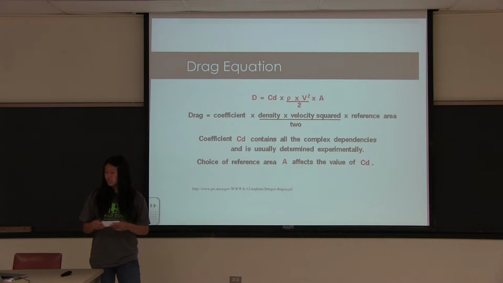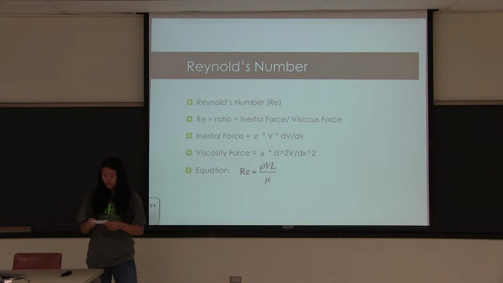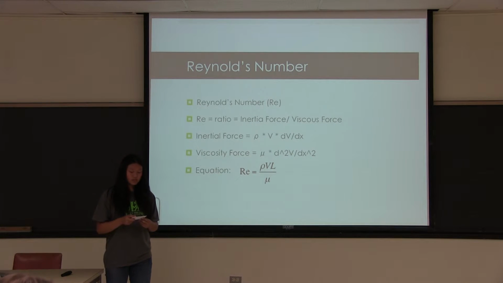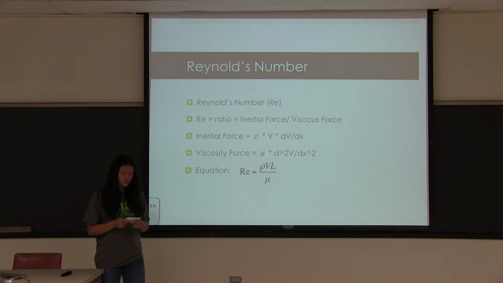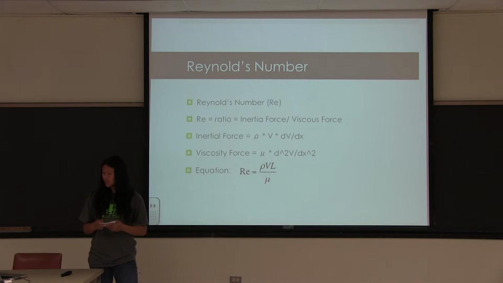The viscosity is tied to the Reynolds number, and the Reynolds number is the ratio of inertial forces to viscous forces. In other words, it's the resistance to change in motion from friction forces. The inertial force is rho times v times dv/dx, which is the density times velocity times the gradient of velocity. And the viscous force is mu times the second derivative of velocity with respect to x, which is the viscosity coefficient times the second gradient of velocity.